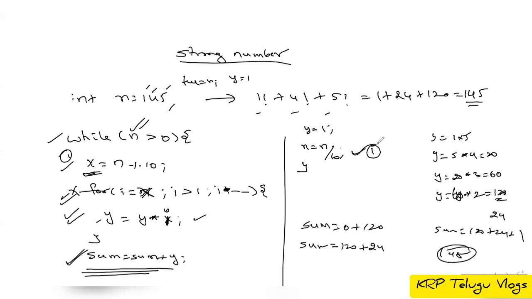Again n will become 1, so 1 is greater than 0. x value is 1. One factorial value is 1, and that is added to this. Sum is equal to 144 plus 1 factorial, which is 1 only. So now sum is 145. Then n is equal to n by 10, so n will become 0. 0 greater than 0 is false, so it will break the loop. What is sum value? 145. Clear? Clear, sir.